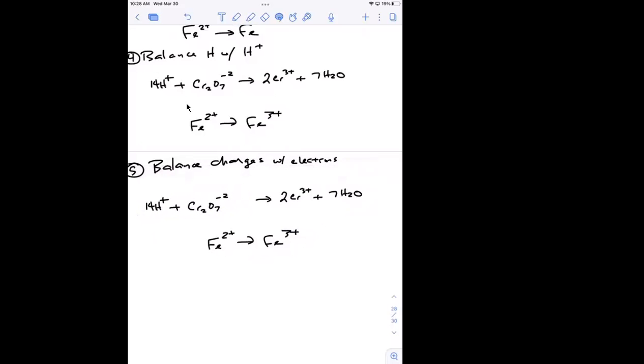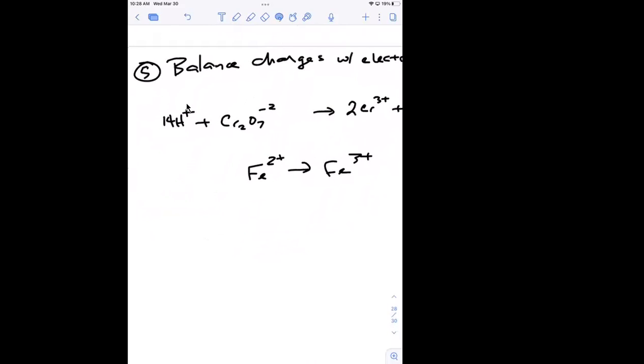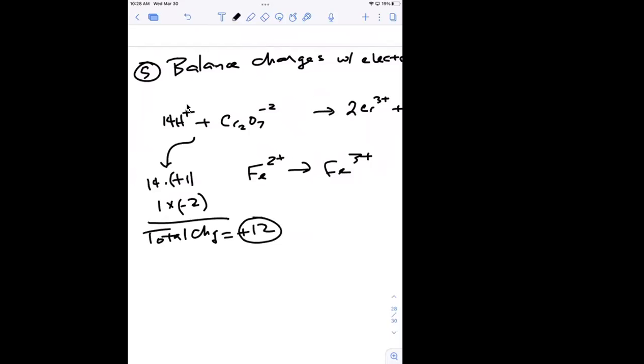All right. Now let's think about this. There are 2 ways to do this step. You can add up all the charges, right? So this will be here. The charges is going to be, let me show you this way first. So that's going to be 14 times plus 1. And this is going to be 1 times minus 2 because the dichromate anion has a -2 charge. And the hydrogens all have +1 charges. So the total charge is +12 for the left side.